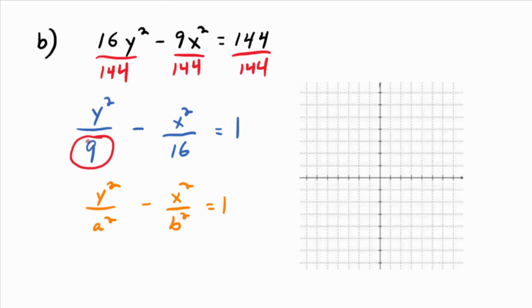So how far up and down are you going to go? 3. So from the center, which is always 0, 0 for ellipses and hyperbolas in this class, you're going to go up and down 3. So 1, 2, 3. 1, 2, 3. How far left and right are you going to go? Yeah, the square root of the number underneath the x squared term. 4 to the right, 4 to the left.